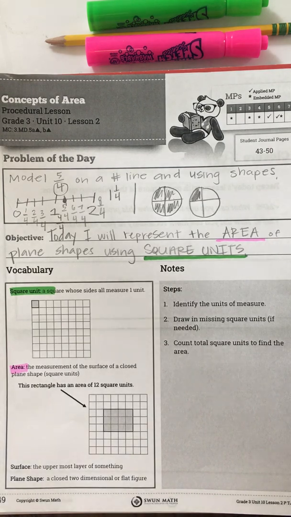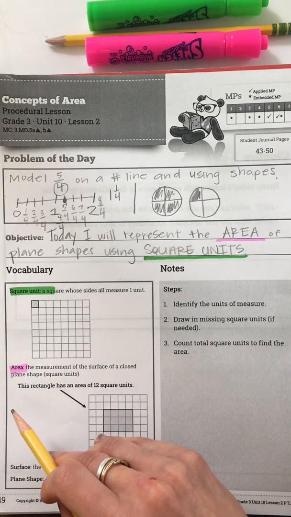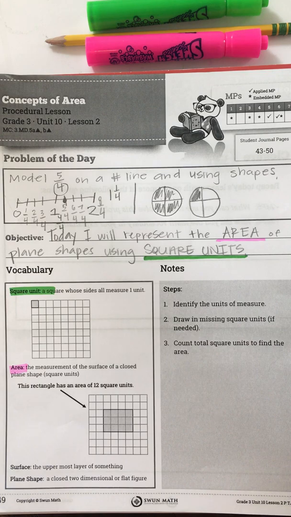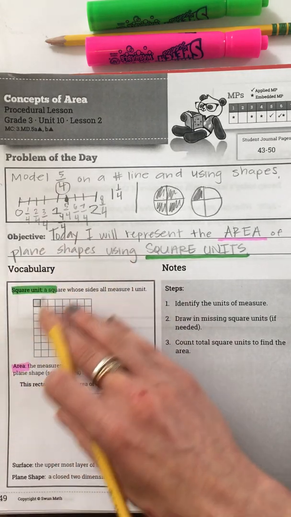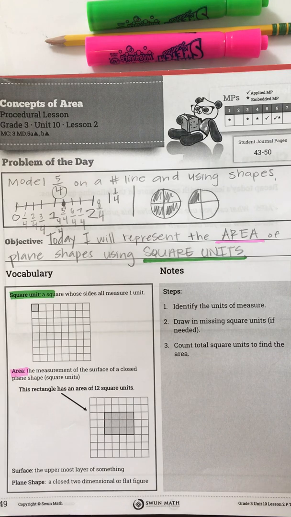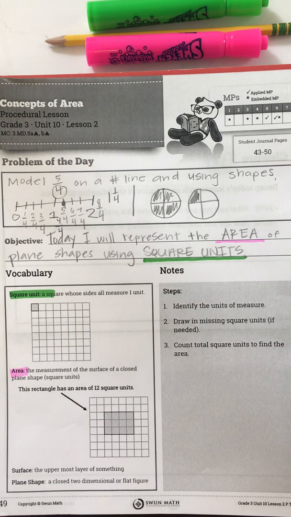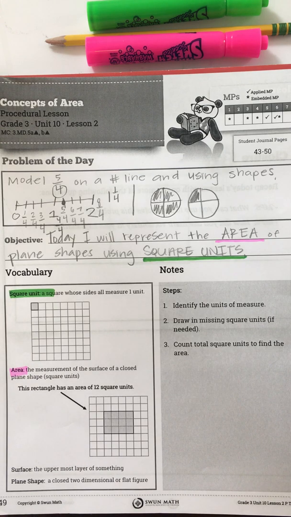Okay? So moving on, today our objective is the same as it was yesterday. Today we'll represent the area of plane shapes using square units. So we know that the area is the measurement of the surface of a closed plane shape. Okay, so it's anything that you want to know the entire surface area of, what that whole area is. Okay, and then the square unit is a square whose sides all measure 1 unit. And yesterday we worked with inch square units, and we also worked with half-inch square units, okay?